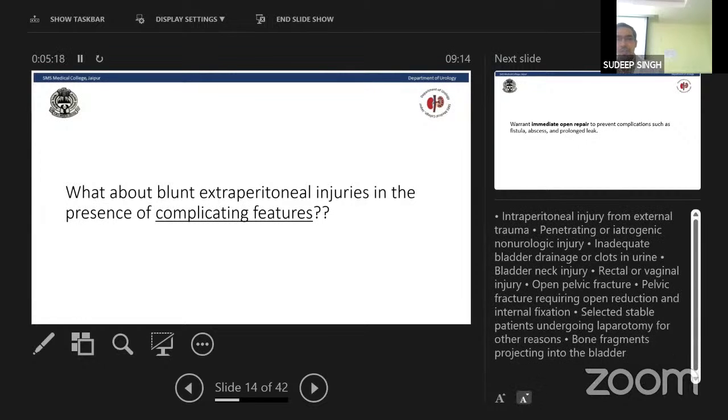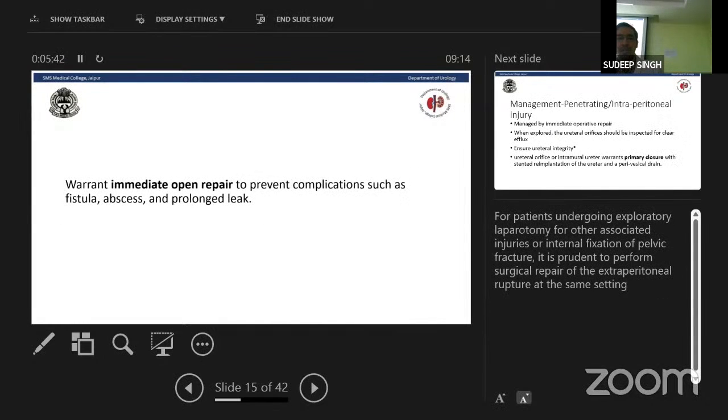So what about blunt extraperitoneal injury with the presence of complicating features? Complicating features include an injury from external trauma, a penetrating non-urological injury, clots in the urine, a bladder neck injury, a rectal or vaginal injury, an open pelvic fracture, or a pelvic fracture requiring open reduction and internal fixation. These are all patients with complicating features. That warrants an immediate open repair to prevent complications like fistula, abscess, and a prolonged leak. And in patients undergoing exploratory laparotomy for other injuries or internal fixation for pelvic fracture, it is prudent to perform surgical repair of the extraperitoneal rupture in the same setting.